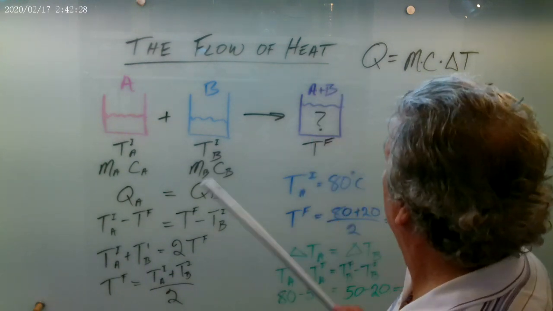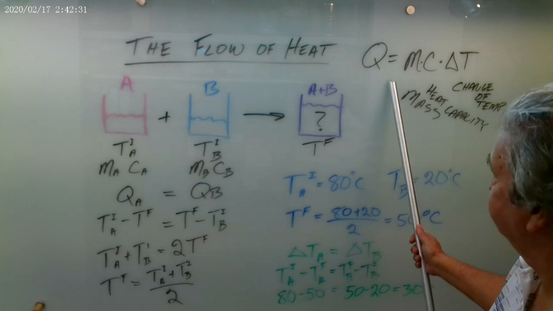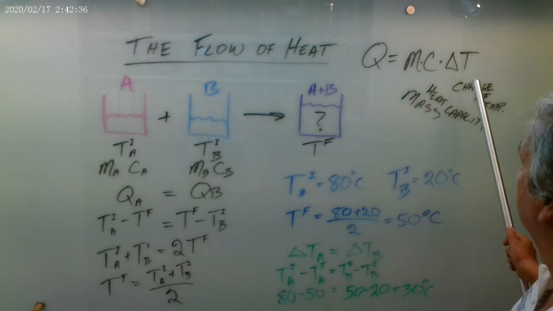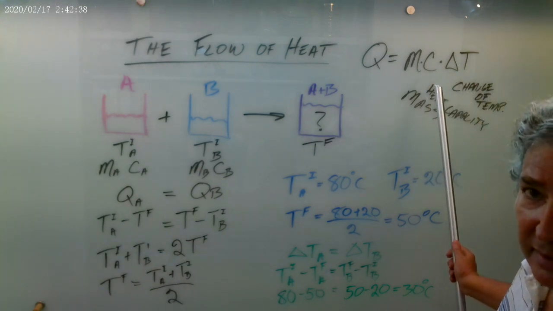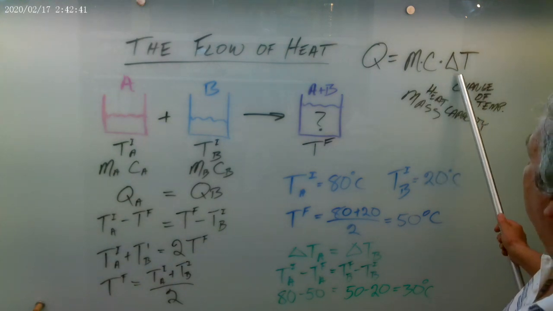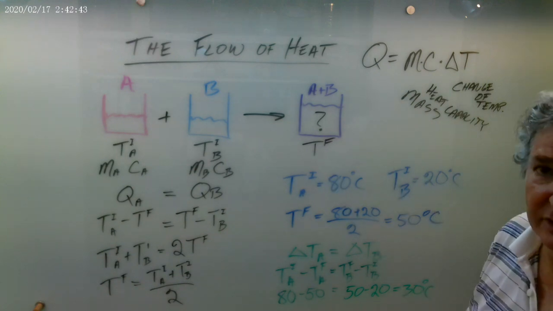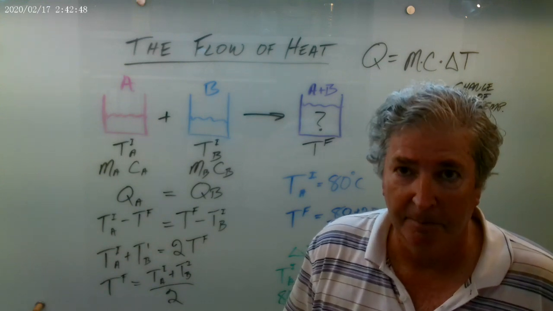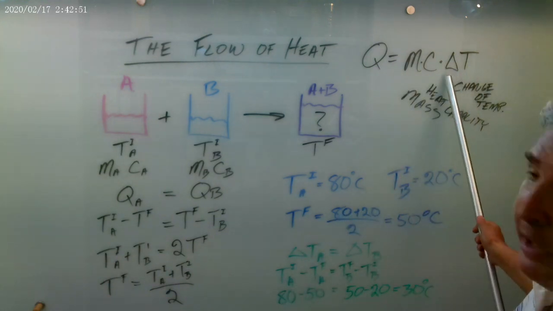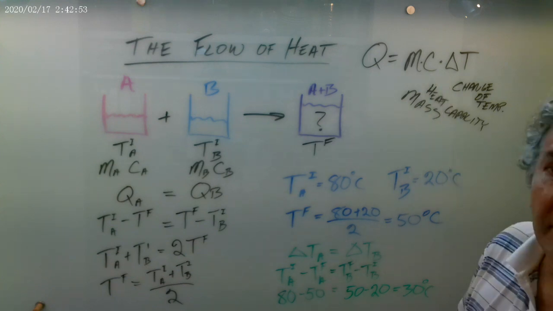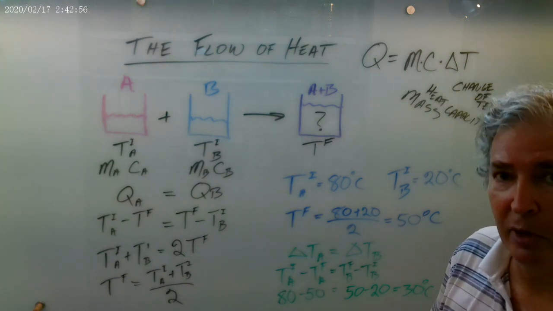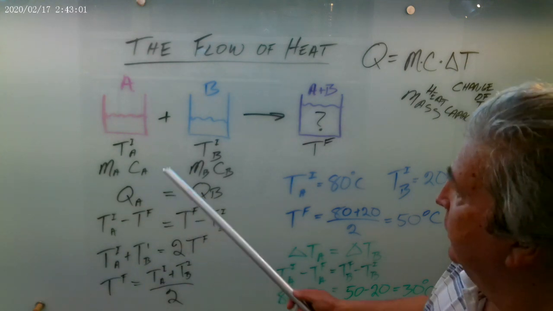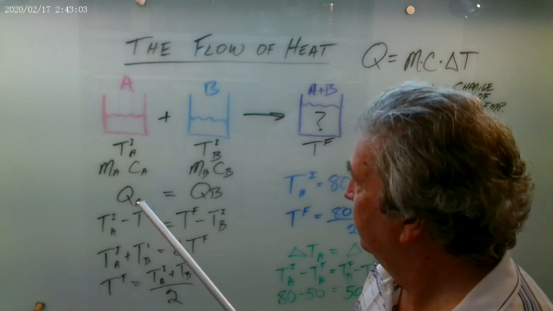And to do this, we use this equation. Q is the flow of heat, M is mass, C is the heat capacity of the particular material, and delta T is the change in temperature. Now again, I'm introducing a Greek letter here. Delta, this triangular figure, means change. And we'll go into exactly what change means. But first, let's look at what we've got to work with.